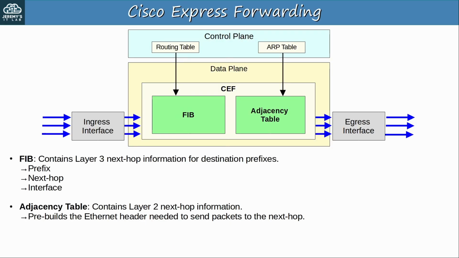Here's a quick summary of the FIB and adjacency table. The FIB contains layer 3 next hop information for destination prefixes, and the adjacency table contains layer 2 next hop information. Basically, the adjacency table pre-builds the Ethernet header needed to send packets to the next hop. These two tables together allow for much faster layer 3 forwarding decisions and provide much better performance than process switching, even if CEF is done in software, although hardware is the fastest.